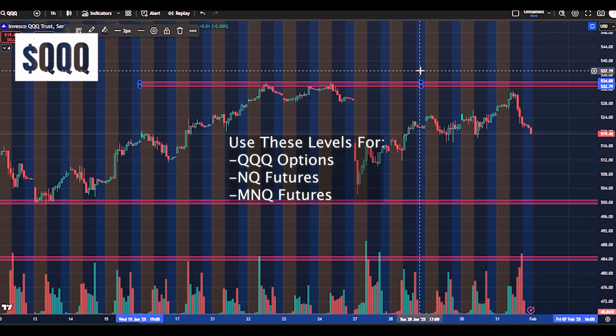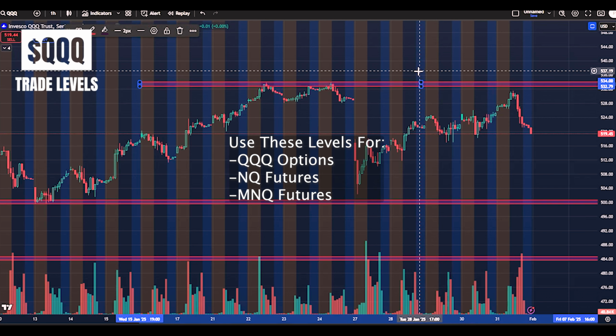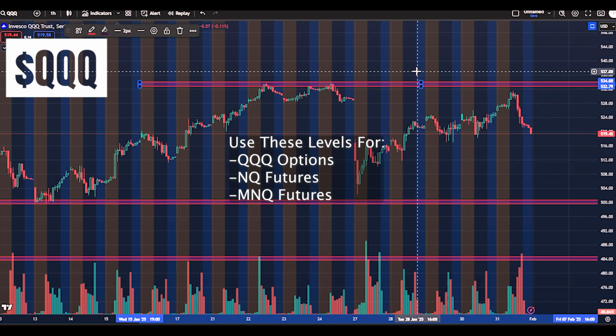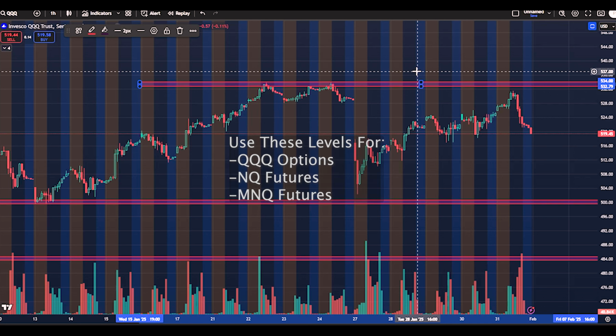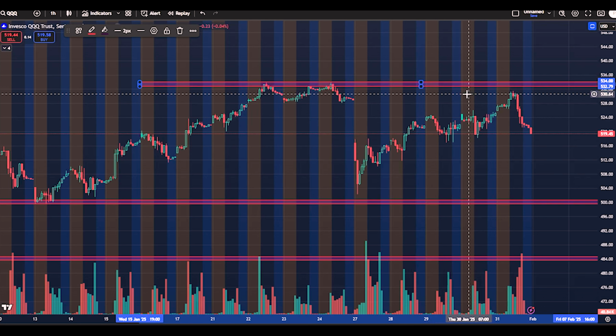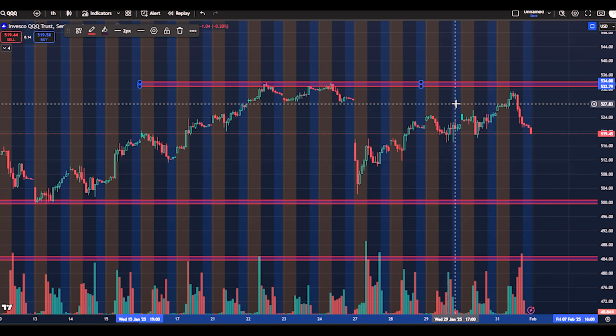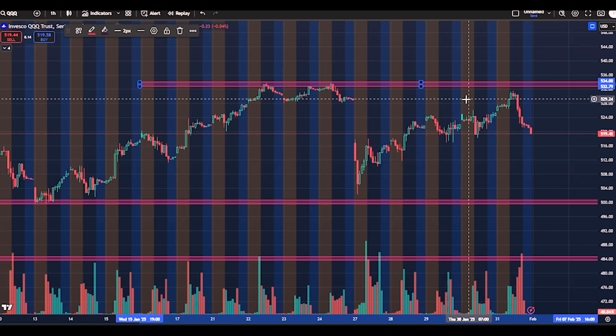Up next is ticker QQQ. You can trade QQQ options or NQ futures based off these, or maybe even MNQ for less risk, okay? So you can see this 532.7 to 534 area is my closest supply I have here on QQQ. As always, wait on confirmation.